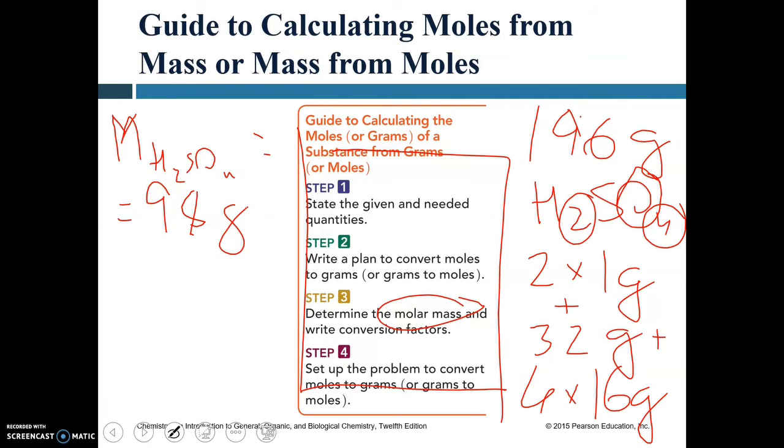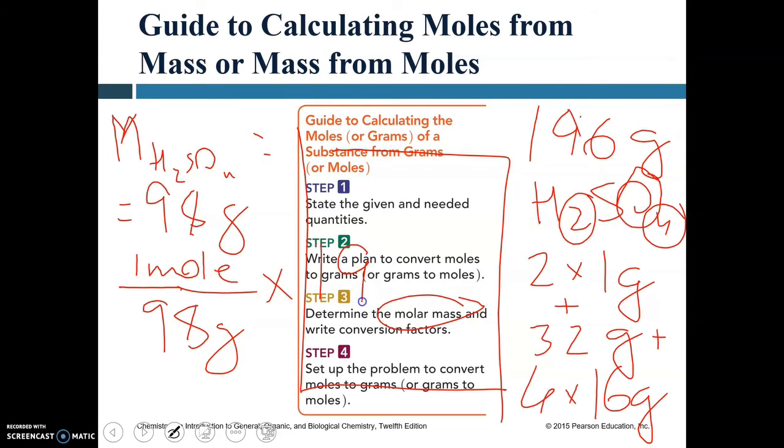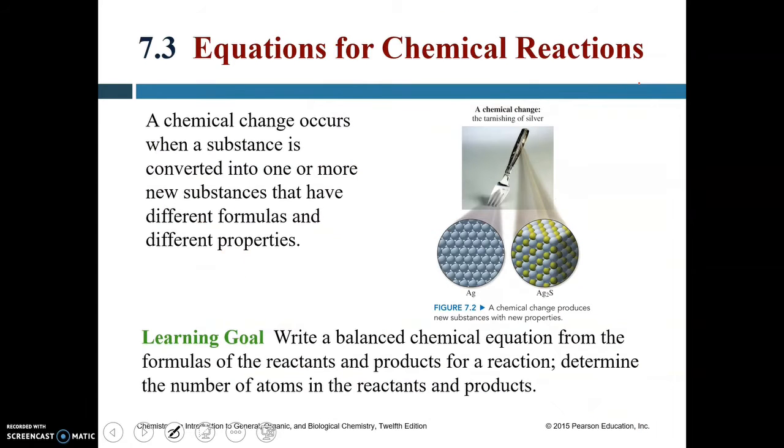Then you write a conversion factor because you need to find moles. So you write 1 mole weighs 98 grams, and then you multiply it by 196 grams. Around 2, so 2 moles. We're talking about 2 moles of sulfuric acid right here.